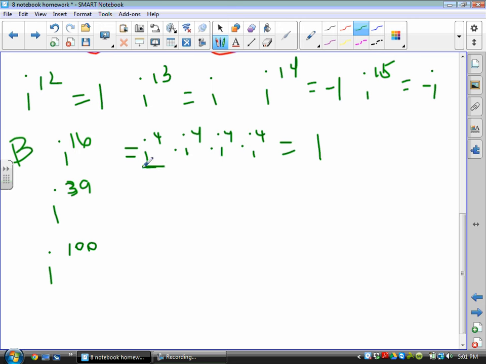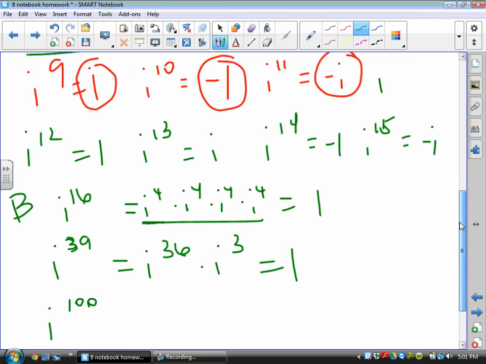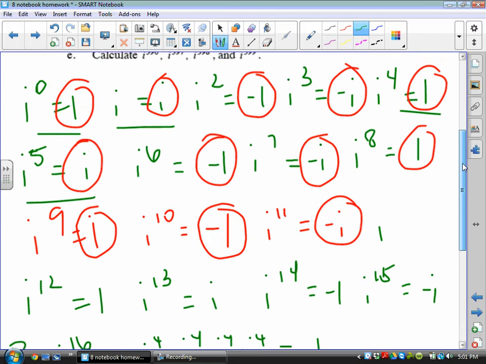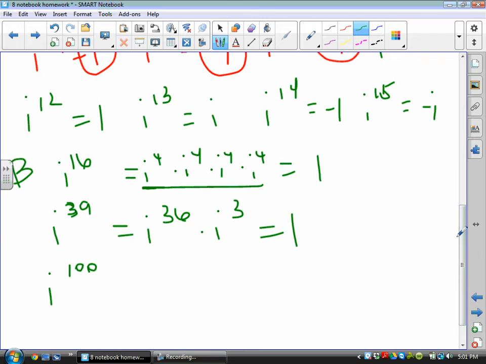Okay? For 39, I could say i to the 36th times i to the 3rd. Right? You add exponents. 36 is a multiple of 4. So it's basically 9 of these multiplied together, so that's basically a 1. And i to the 3rd, we knew up here, was worth negative i. So I have this times negative i, so that gives me negative i as my answer.